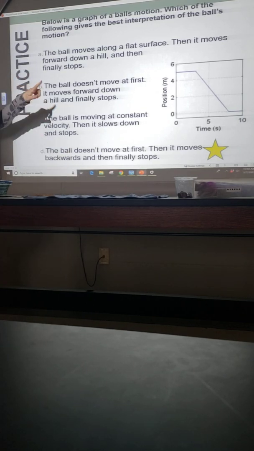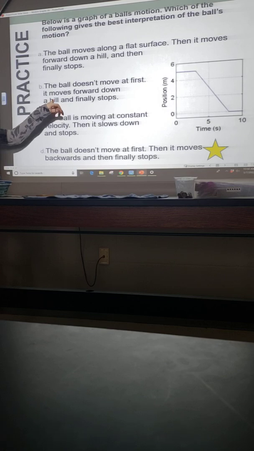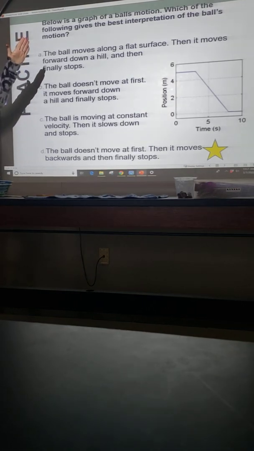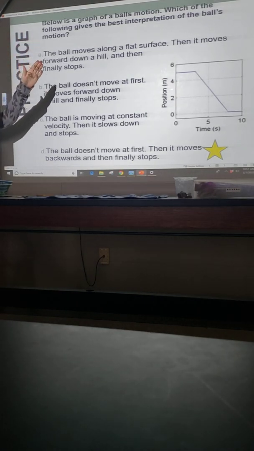I like B because it says it doesn't move at first. The problem with B, what made it wrong? What part of this answer made it not correct, Cade? Moving forward and not backward. Good. If this had gone uphill, like showing a positive slope, then B would have been correct. But because it says forward, that makes it incorrect for this.